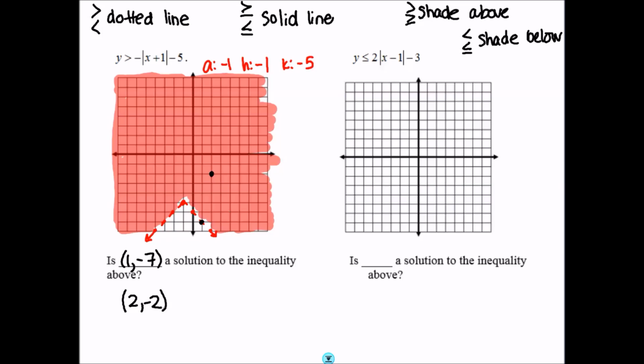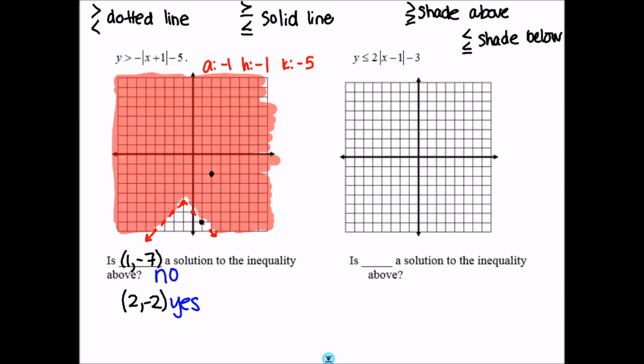So are these points solutions to this inequality? Now, the first point I picked, 1, -7, is on the dotted line. Since it's a dotted line, all of the points along that line are not solutions. If it was a solid line, that point would be a solution. Now, the point 2, -2 is clearly in the shaded region, so that is a solution.